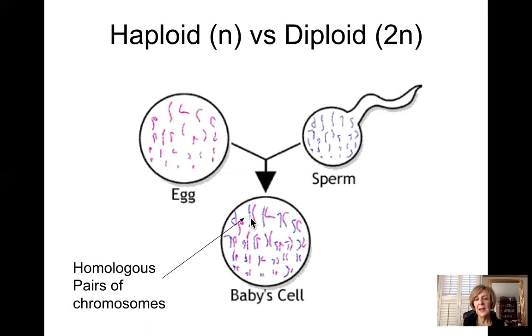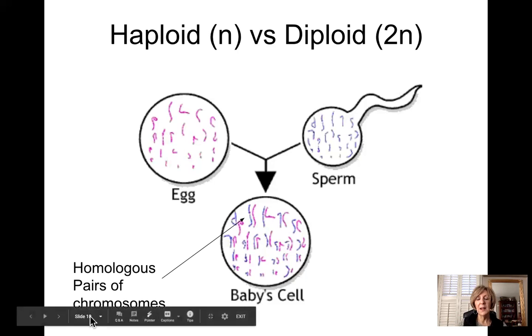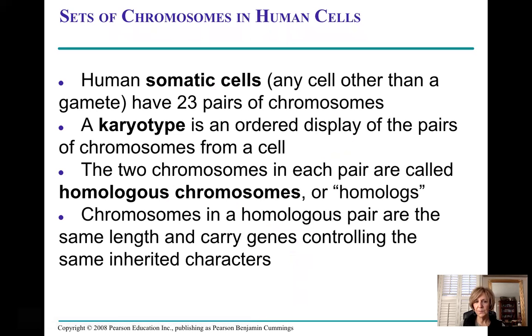So here would be, and I don't know if this is exactly it, but let's just pretend, let's say this is chromosome pair 21, chromosome pair 22, chromosome pair 23, right? These are homologous chromosomes that come in a set in the 2N diploid condition. So somatic cells, we've talked about, are body cells, and a karyotype is what I've just showed you.